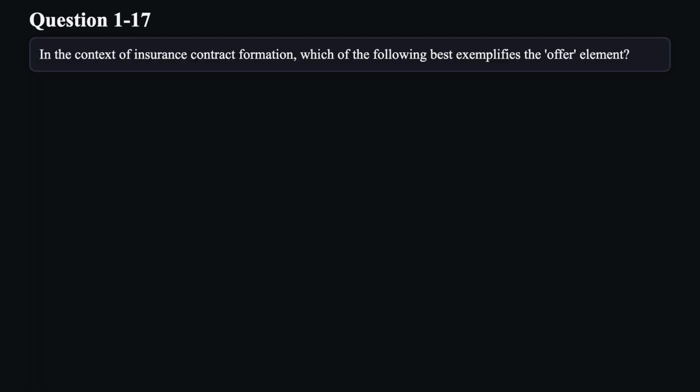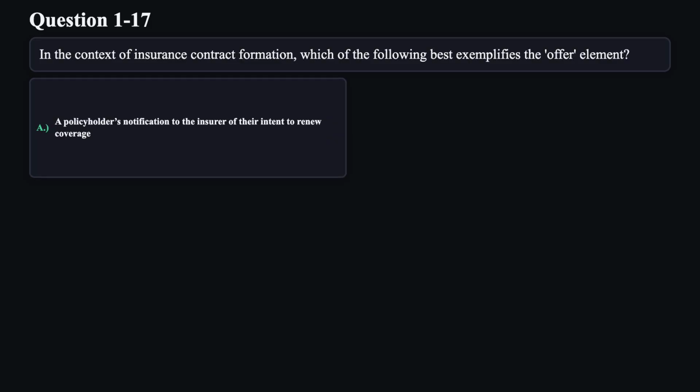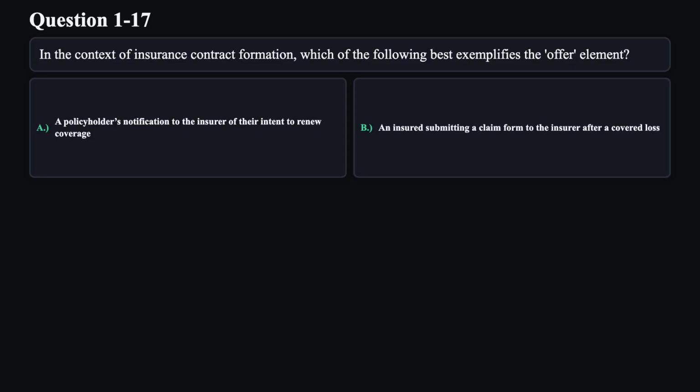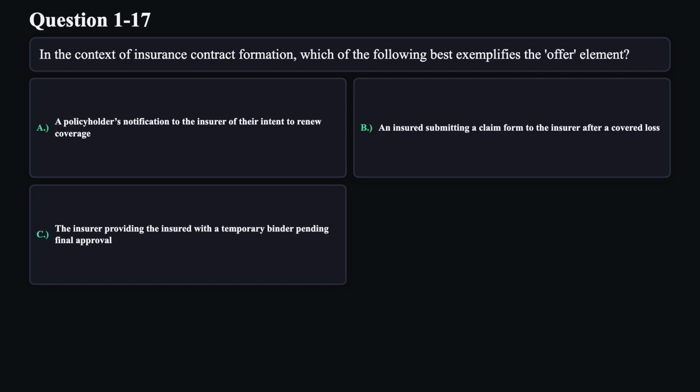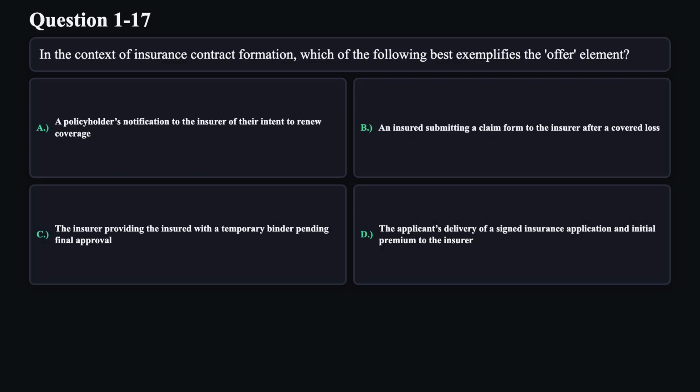Question 17. In the context of insurance contract formation, which of the following best exemplifies the offer element? A. A policyholder's notification to the insurer of their intent to renew coverage. B. An insured submitting a claim form to the insurer after a covered loss. C. The insurer providing the insured with a temporary binder pending final approval. D. The applicant's delivery of a signed insurance application and initial premium to the insurer.